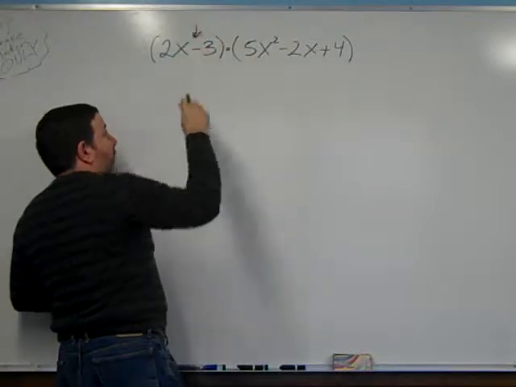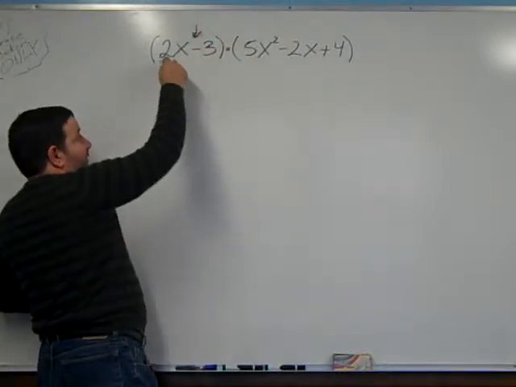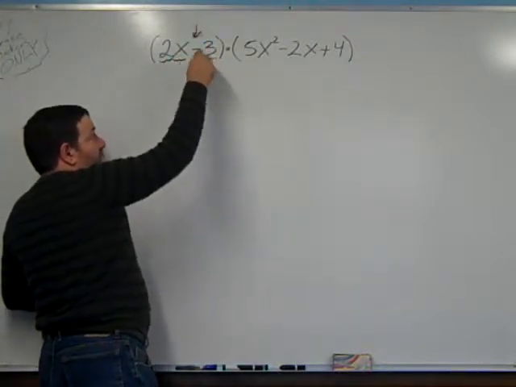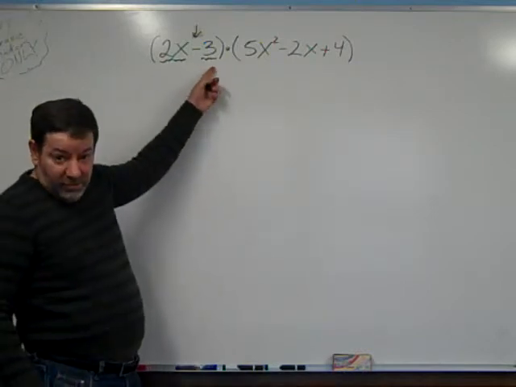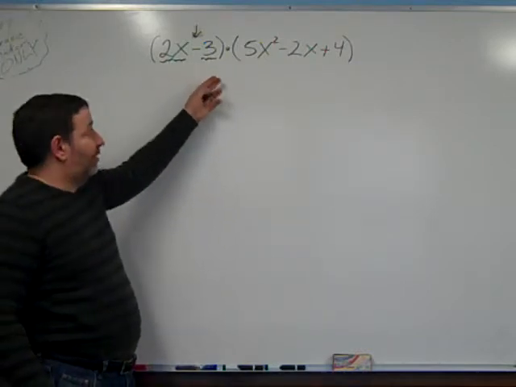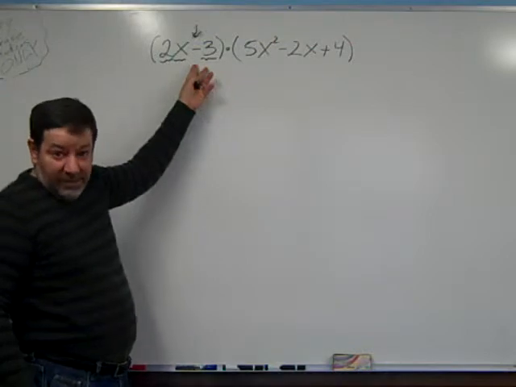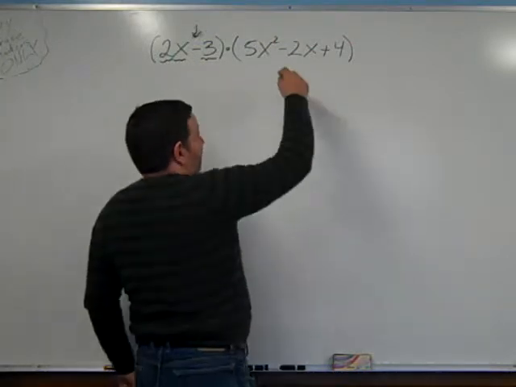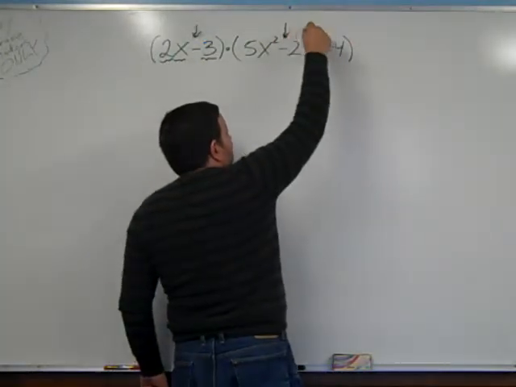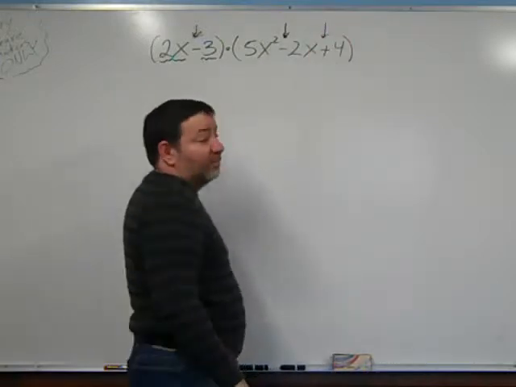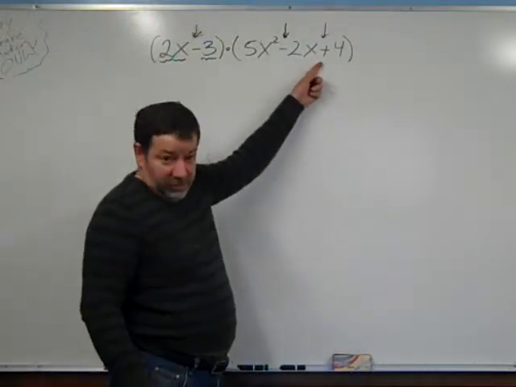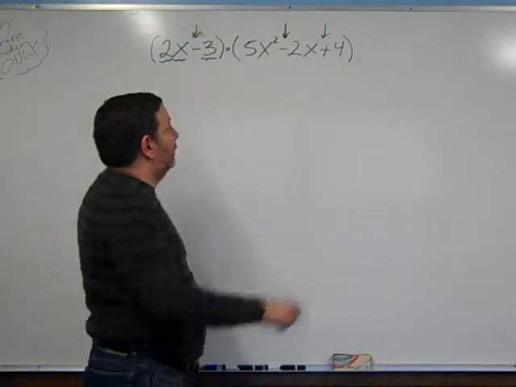There's only one in the first bracket. That is, it's this number minus that number. These are the two terms, 2x, and we'll think of this as negative 3. The second bracket, there's only those two terms separated by addition and subtraction.